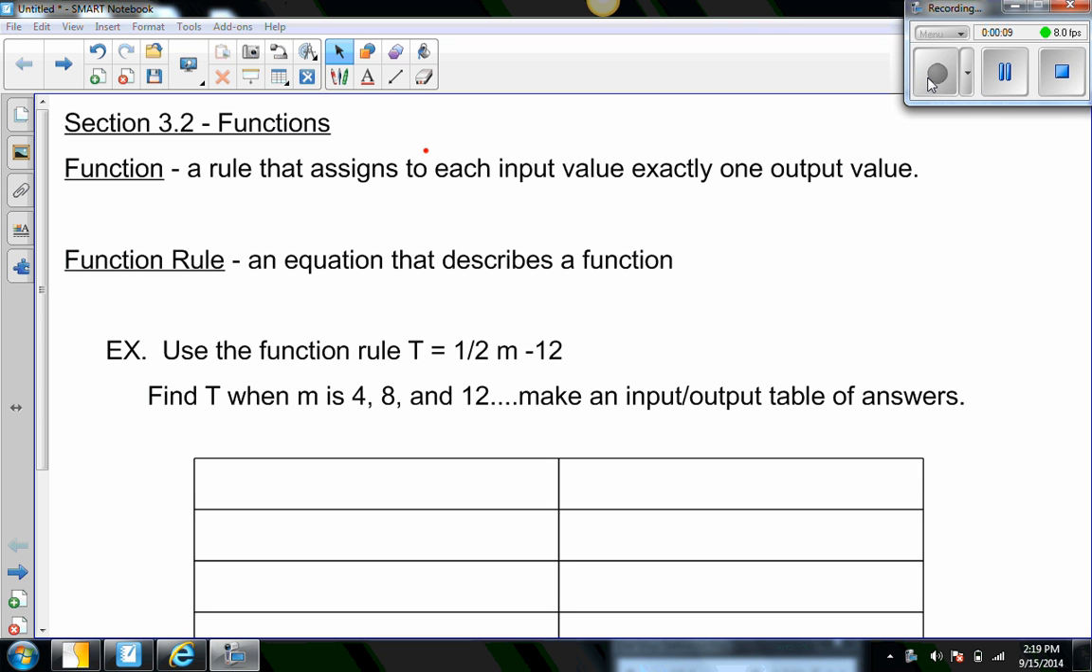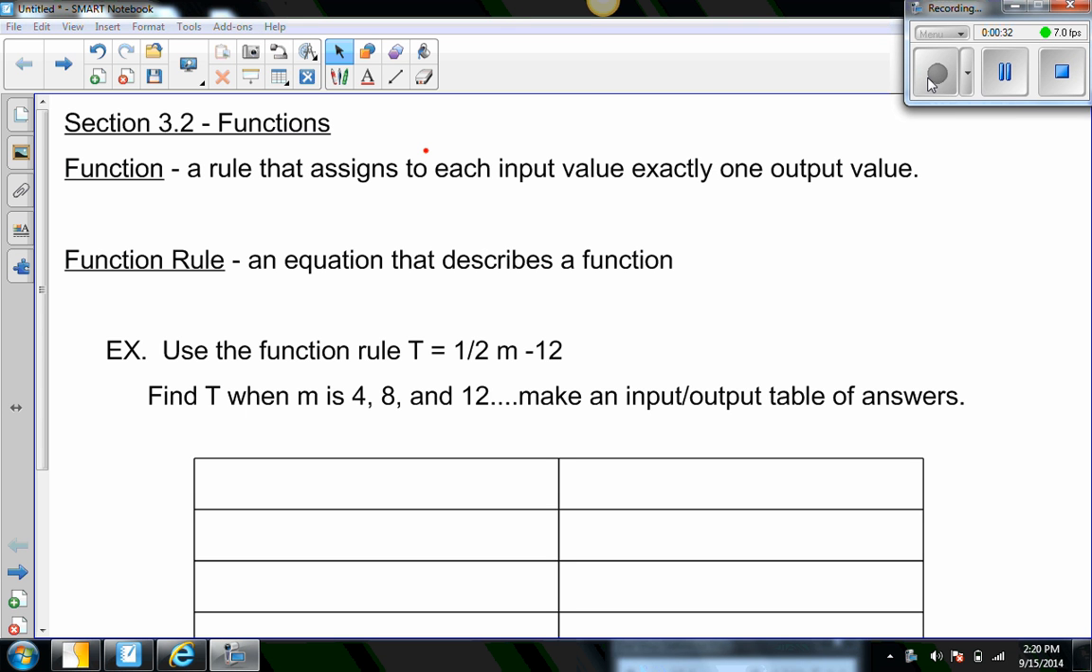So first of all, functions we've used many times before. We just haven't called them functions, so don't let that scare you. It's just your rule or your formula that assigns to each input value exactly one output. So for every number that you plug in to a formula, you can only get one answer out. Okay, that's what makes it a function. You can't get different answers putting in the same number.